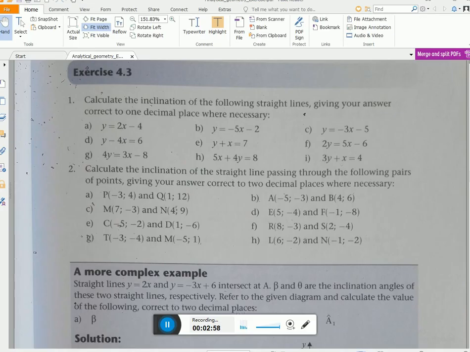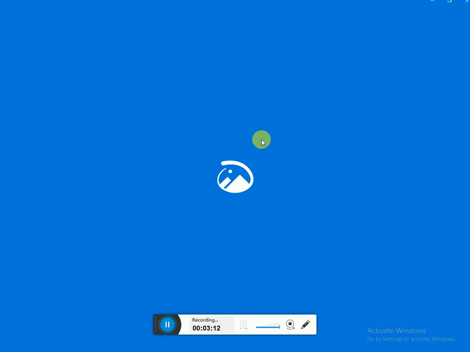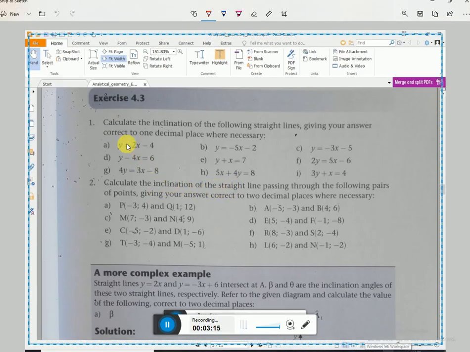Let's take example 4.3. Now, let's take for instance, you are having this equation. This is the equation of the line. You can quickly draw this line, minus four is here, and two is somewhere here. Then you draw this line. Then there comes an inclination. This will be your inclination.